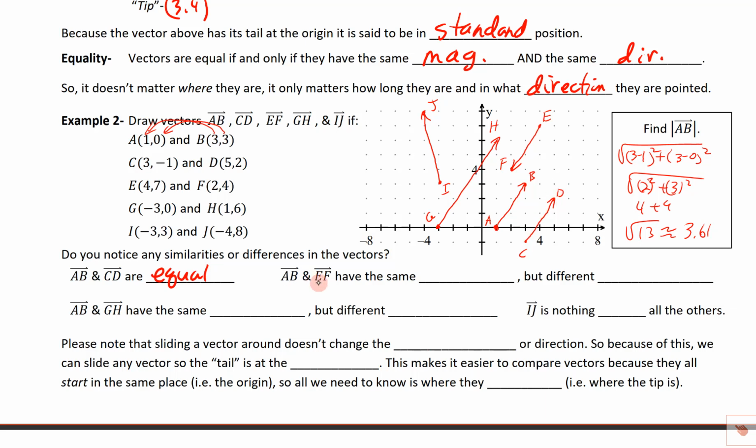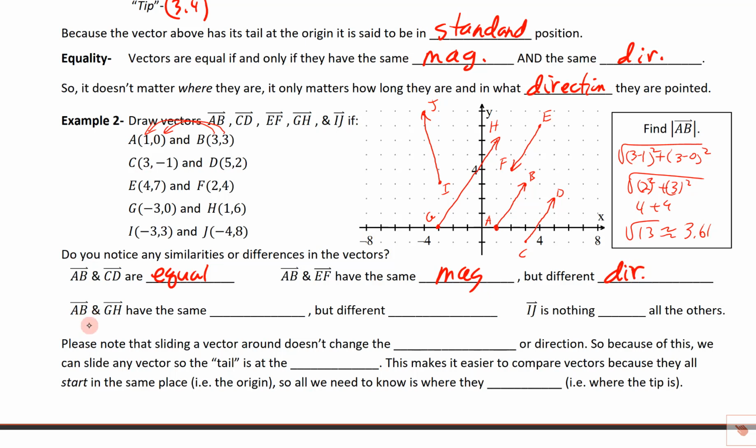If we take a look at AB and EF, AB is heading off in this direction, EF is heading off in this direction. If you'll notice, this has exactly the same magnitude, but it's heading in a different direction. So they have the same magnitude, but they have different directions. So that means they wouldn't be equal.